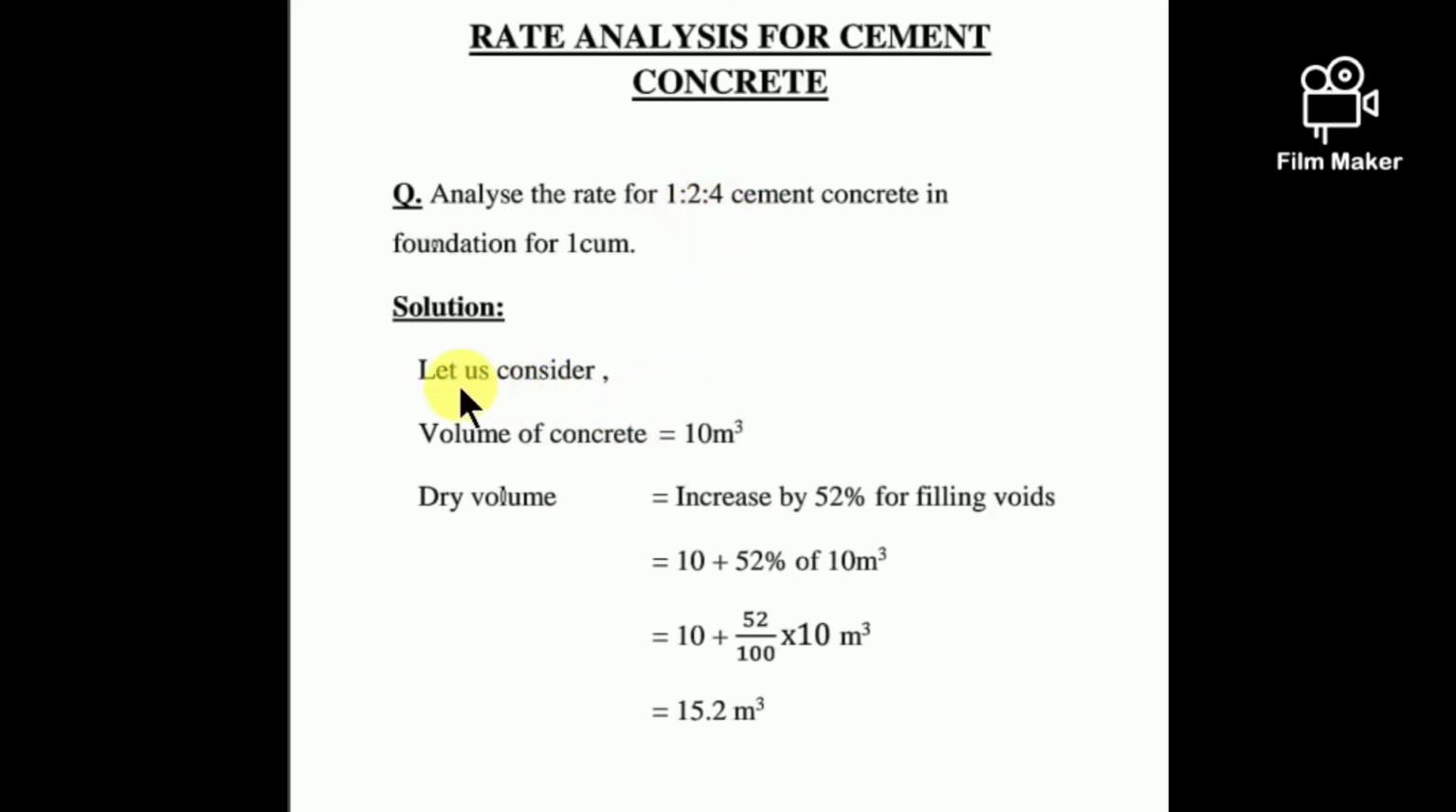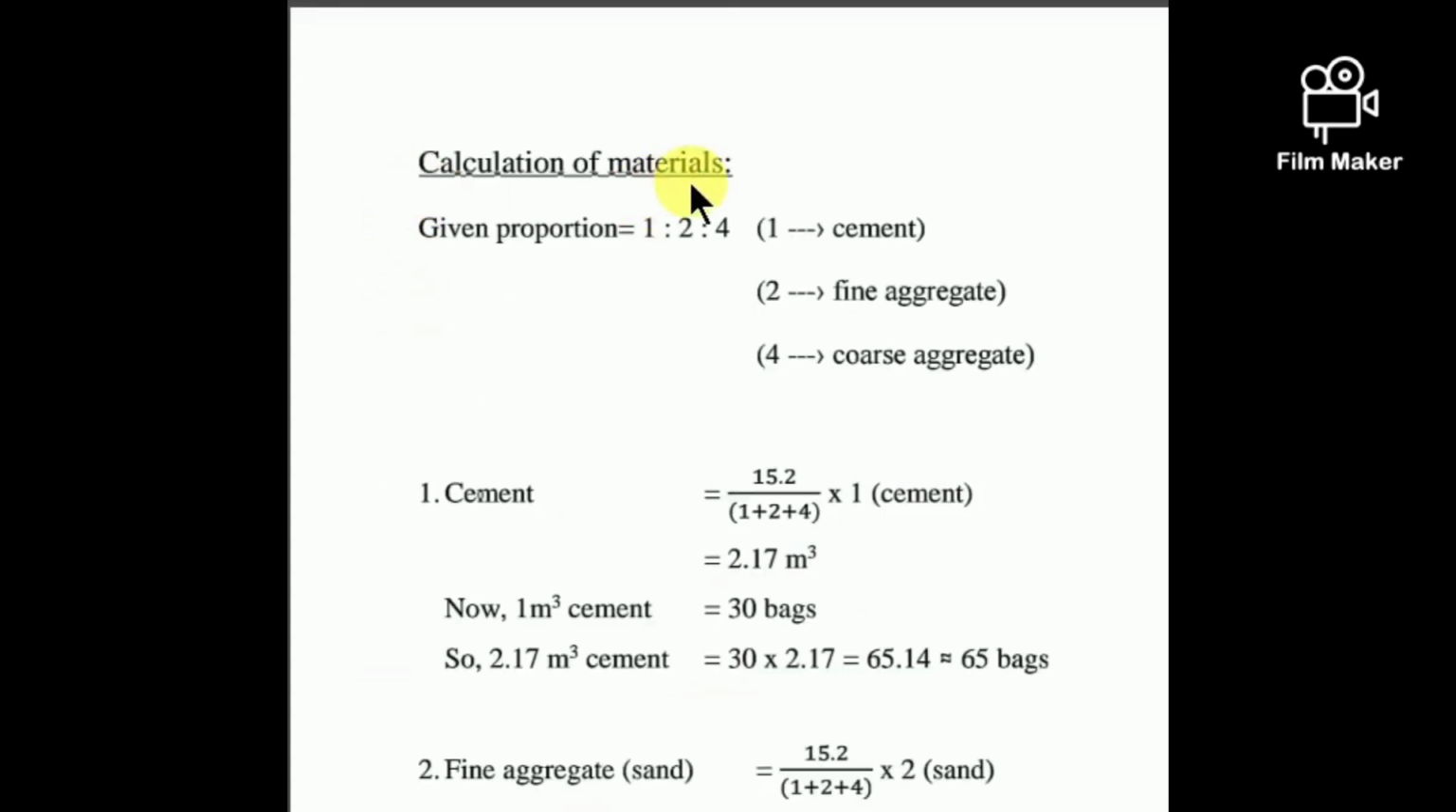Now let's see. So we'll proceed in this way. We always consider the volume of concrete as 10 meter cube, but finally we have to find for 1 meter cube. Then the dry volume, we increase the volume of concrete by 52% for filling of voids, that is 10 plus 52% of 10, so we'll get the dry volume as 15.2 meter cube.